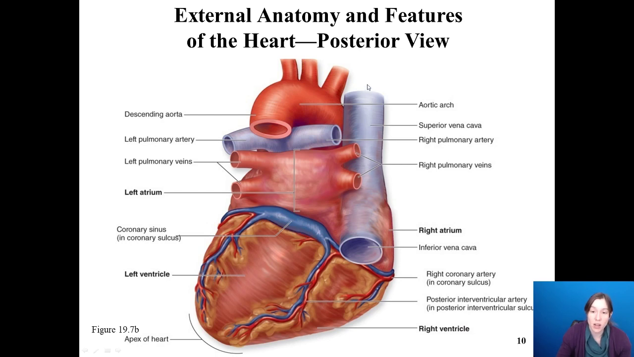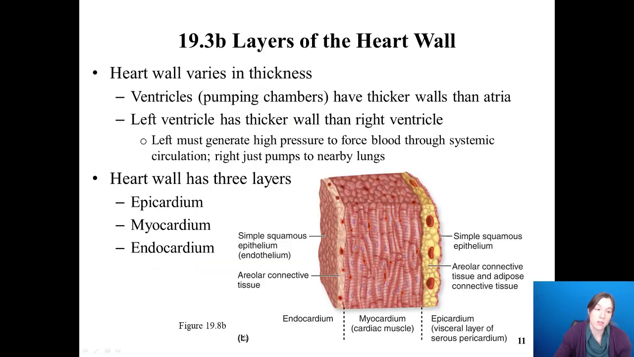We can see the superior vena cava and the inferior vena cava where they enter the right atrium. Down here we can see the posterior interventricular sulcus with its coronary arteries and veins. The left ventricle is most prominent, and a little bit of the right ventricle is here. This bottom part is the apex of the heart.